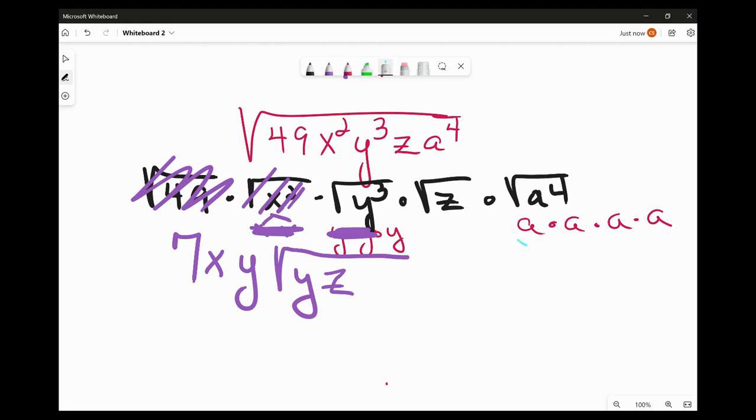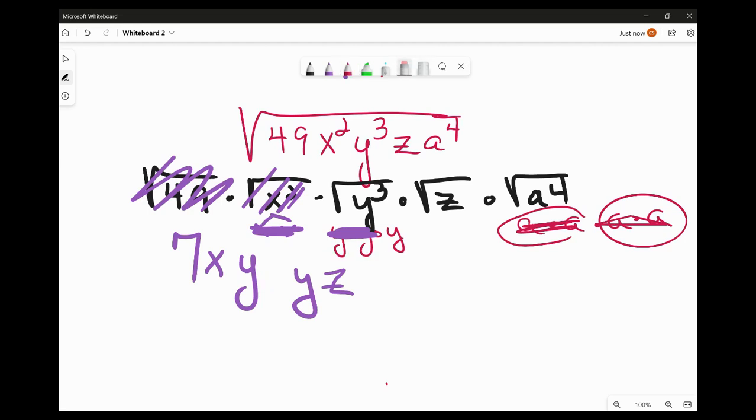And so we're looking for groups of 2. So there's a group of 2. That means we can bring one A to the outside. So we'll bring an A here, and that takes care of those 2. Then I have another group of 2, means I bring another A to the outside, and that gets rid of those 2. Sorry, that looks a little messy.